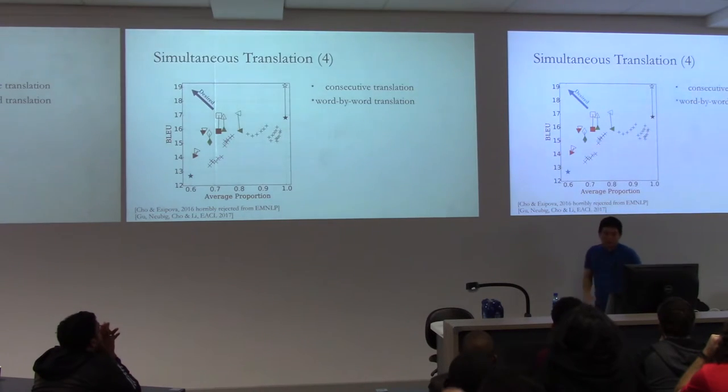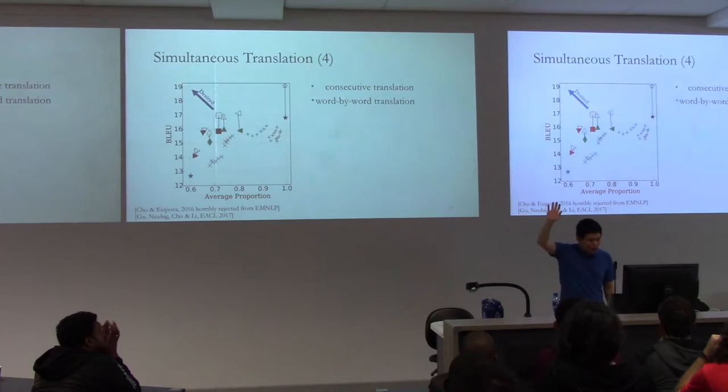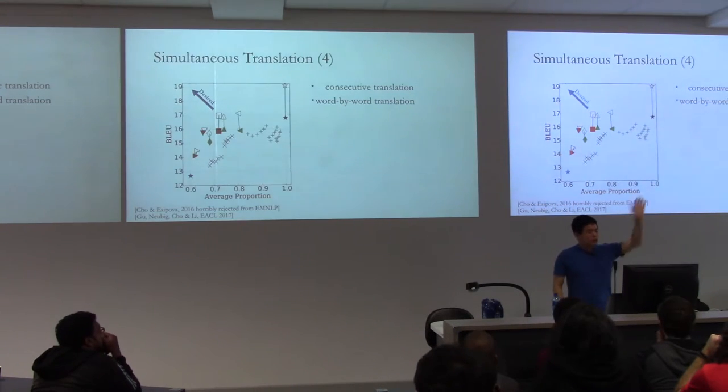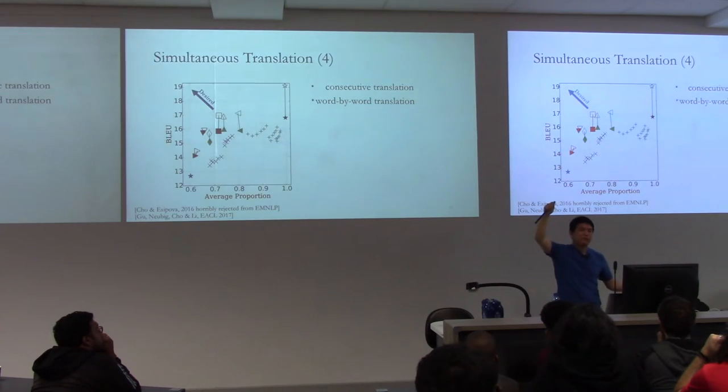Here is the word-by-word translation. And then on the top right is the usual consecutive translation. And our goal is to go into the top left. That's the desired direction. And if we are on the diagonal between, let's say, the word-by-word translation and consecutive translation, we're essentially not doing anything.